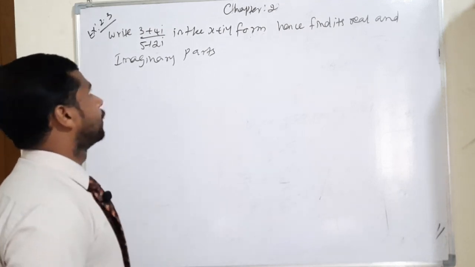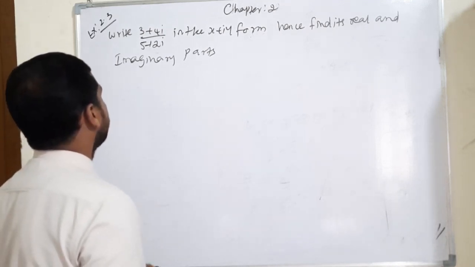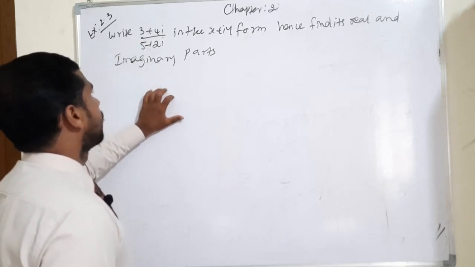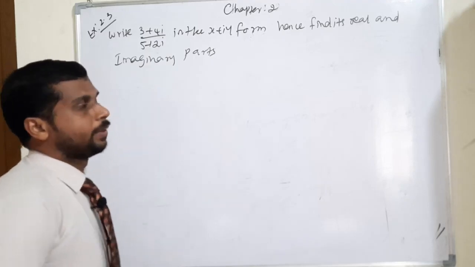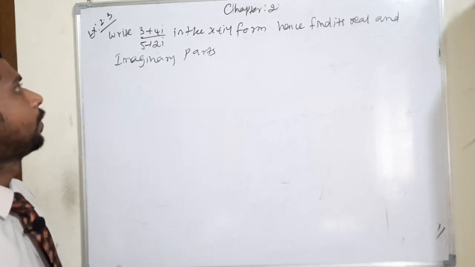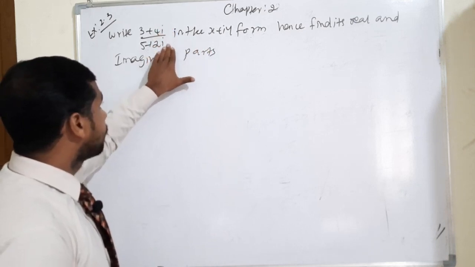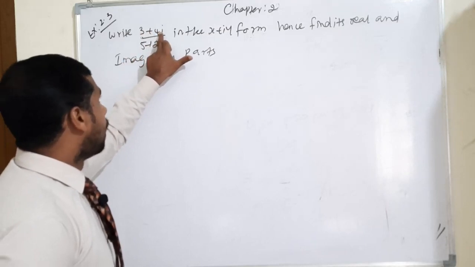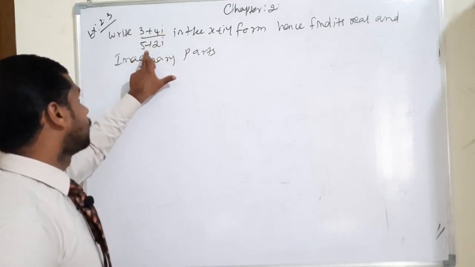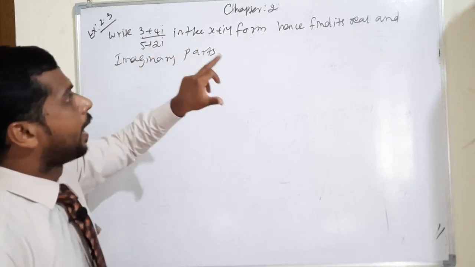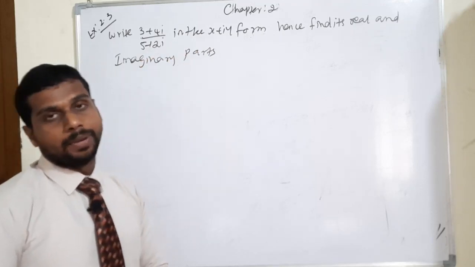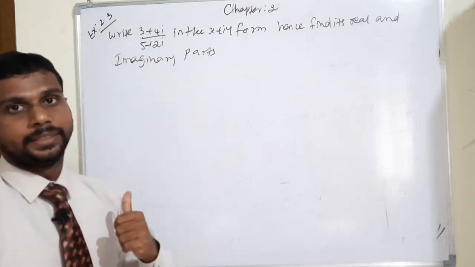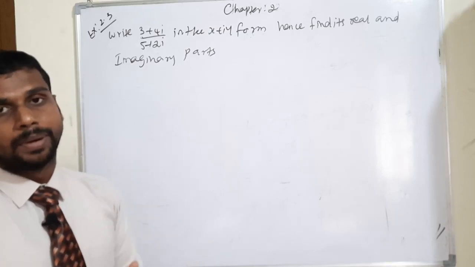Listen, now I am moving to example 2.3. What is the question? Write 3 plus 4i divided by 5 minus 12i in the x plus iy form. First, we have to put the numerator and denominator in x plus iy form. In the numerator, x is 3 and the imaginary term is 4; in the denominator, x is 5 and y is minus 12. Hence, you have to find the real and imaginary parts. So the first step is to apply the conjugate.